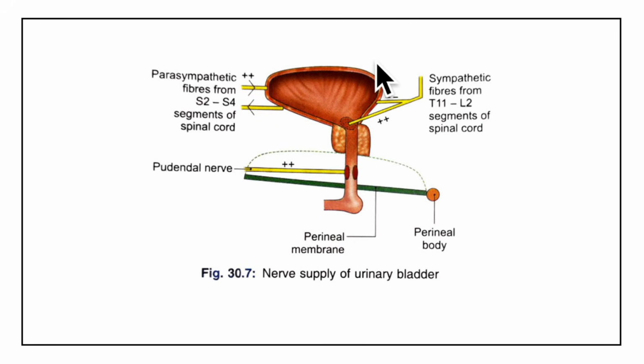Finally, looking at the nerve supply of the urinary bladder, we have parasympathetic fibers from S2 to S4 segments of the spinal cord. They are motor to the detrusor muscle. Second, we have the sympathetic fibers from T11 to L2 segments of the spinal cord. They are inhibitory to the detrusor and motor to the preprostatic sphincter mechanism. Then we have the somatic pudendal nerve that supplies the sphincter urethrae, which is voluntary and situated within the walls of the urethra, as you can see right here. Finally, we have the sensory nerves that carry pain sensations caused by distension or spasm of the bladder wall.